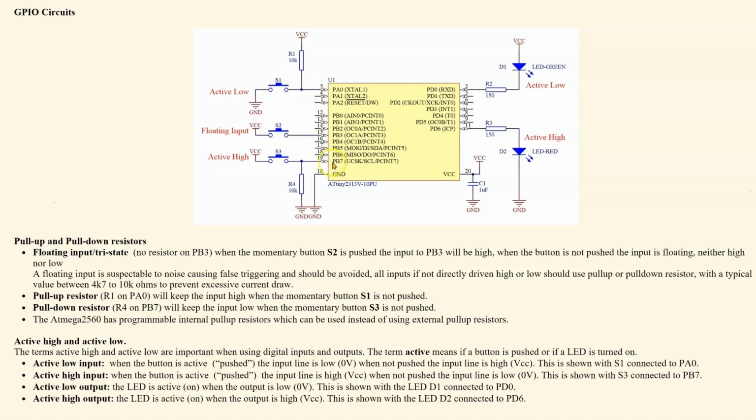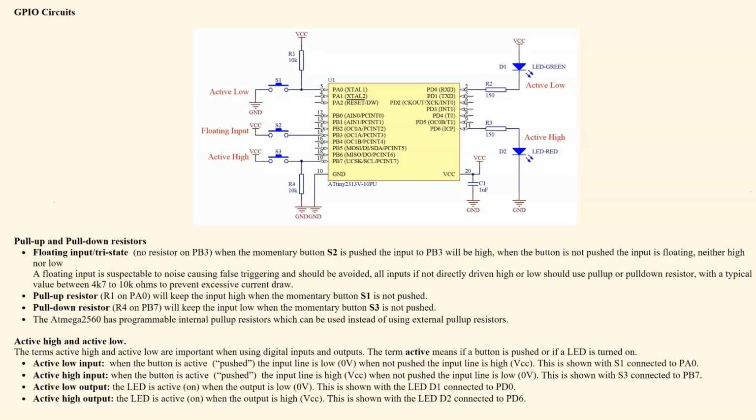If we look at PB7, it has a pull-down resistor. When the button 3 is pushed, PB7 will be high. When the button is not pushed, PB7 is low, pulled down by the pull-down resistor. PB3 is floating. When the button 2 is pushed, the input PB3 will be high. When the button is not pushed, PB3 is floating, neither high or low. And this can inadvertently be triggered by noise, thus floating inputs should be avoided.